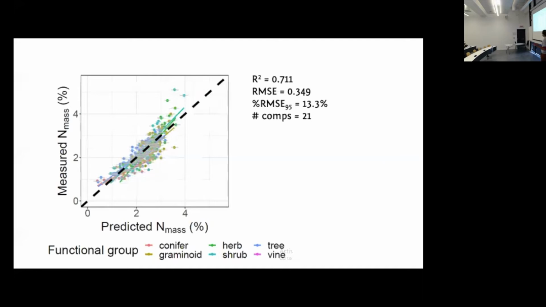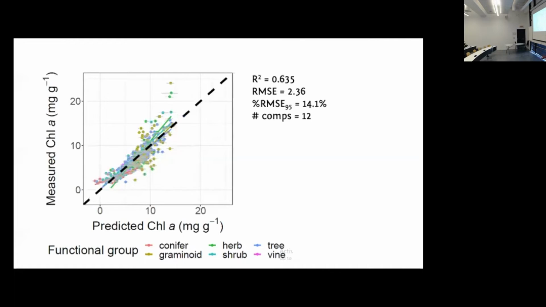Leaf nitrogen, again, I'm showing these in kind of descending order of performance. This is a representative sample in descending order of performance, so things will start to fall apart the further I go. So leaf nitrogen, again, looks like a pretty sharp correlation, and across functional groups, the line within each functional group seems to be pretty well coincident with the one-to-one line.